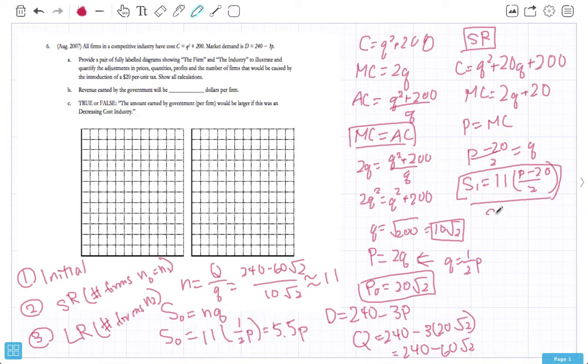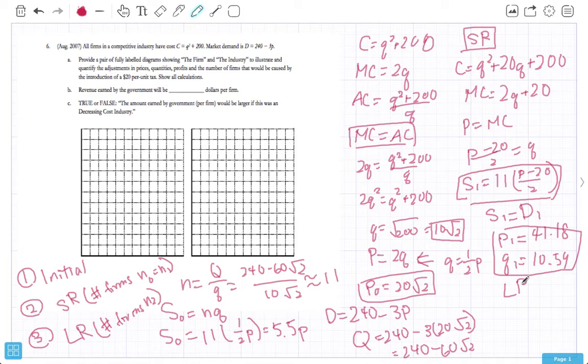And then you can find your new P and your new Q, P1 and Q1 of your industry, by setting supply equals demand. And you would have P1, which would be around 41.18. You'd have to calculate this yourself. And then your Q1 you can find by just plugging P1 into here. Then you would get 10.59. So that's that. Now you've solved for short run.